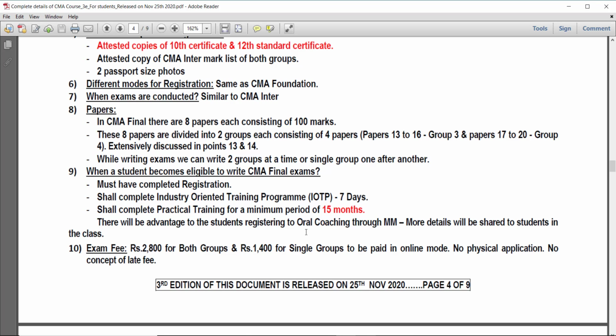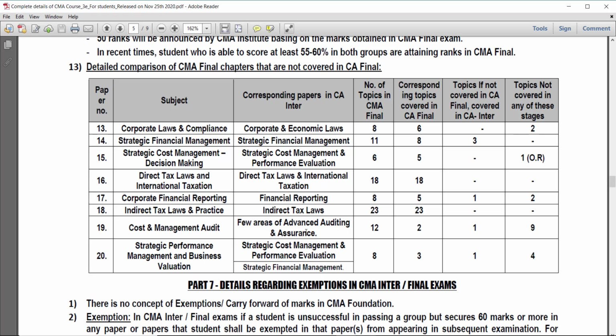Now I think you are aware of the difference between practice and employment. So what are all the subjects that are available in CMA final? There are 8 papers, not subjects. There are 8 papers divided into 2 groups. Each group will have 4 papers.